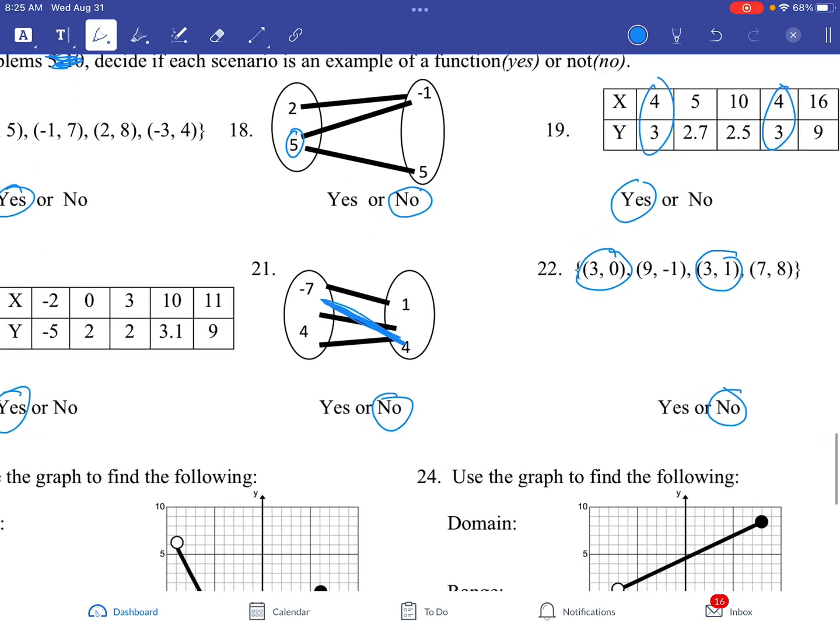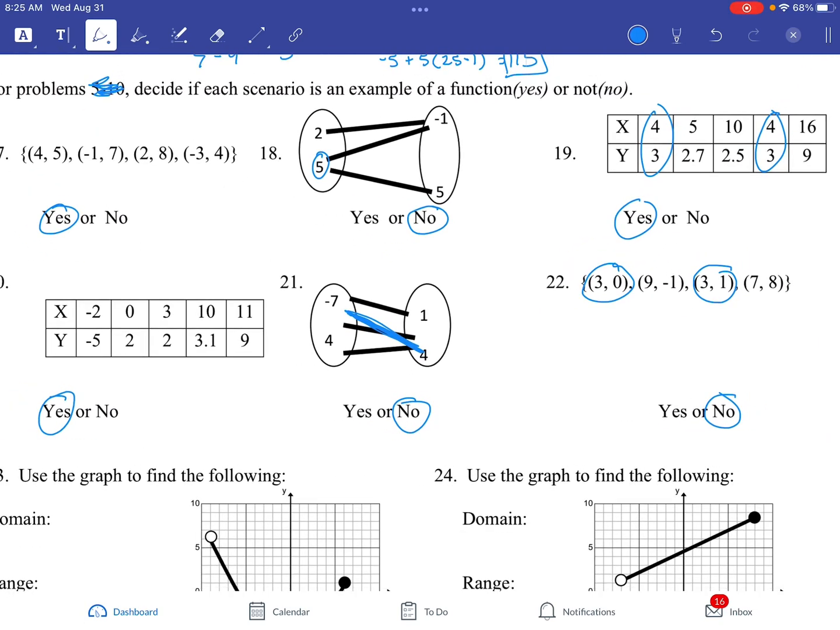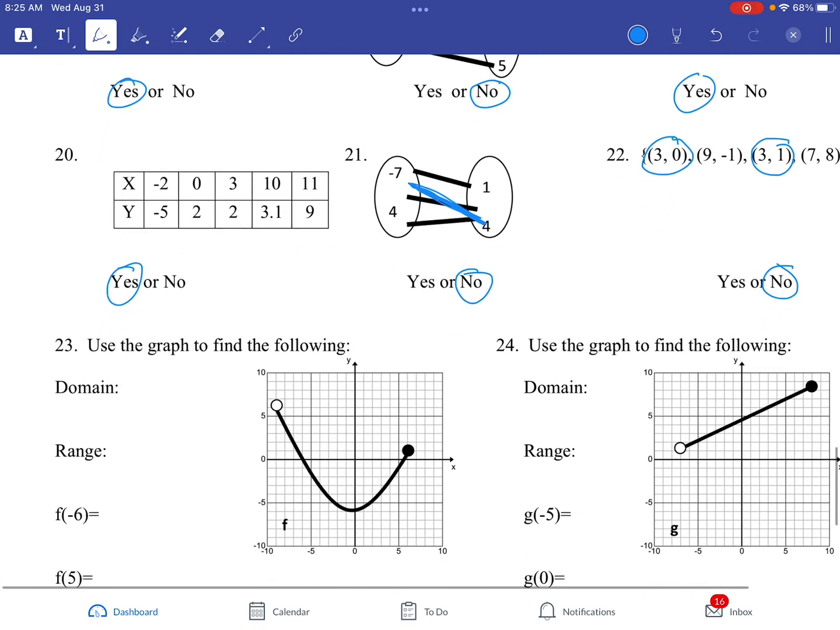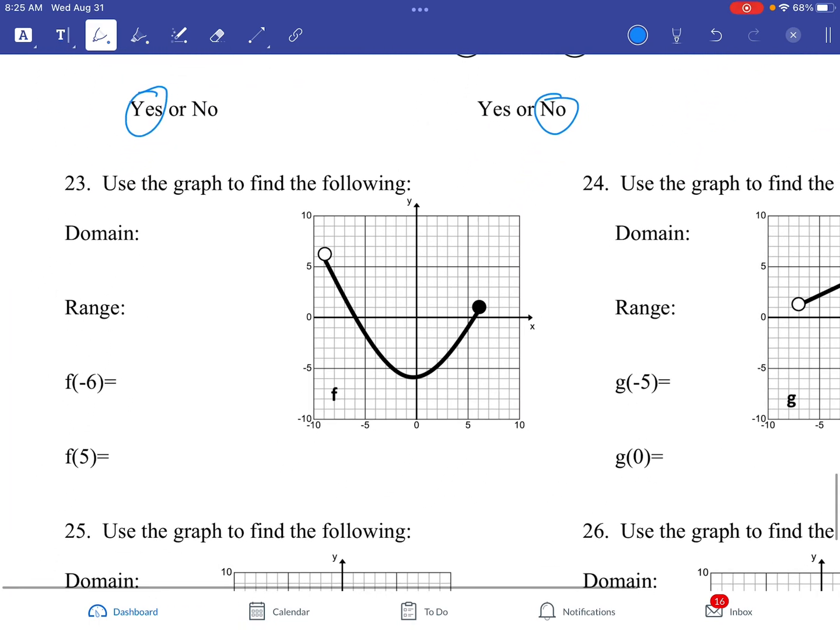So again, for these problems, we're looking at functions of yes or no. Each x can only have one y. If it doesn't, it would be the x does not have just one y, it has more. So there's your explanation. All right, domain and range.